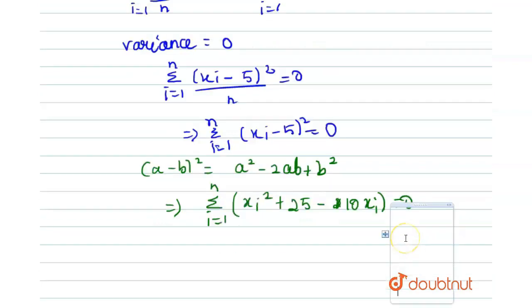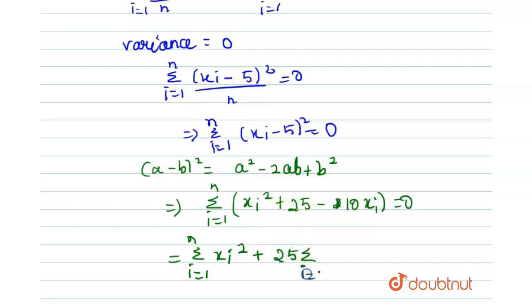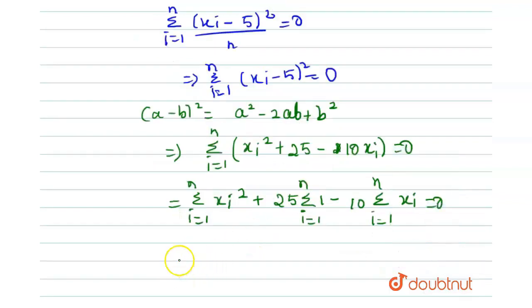So we can distribute the summation term by term. That is summation i equals 1 to n xi square plus, since 25 is a constant, we take it outside, and inside we have only 1, minus 10, a constant taken outside, summation i equals 1 to n xi. Now in the given data, summation xi square is 400, plus 25 into summation i equals 1 to n 1, that is n, minus 10 into summation xi, which by equation 1 is 5n, is equal to 0.